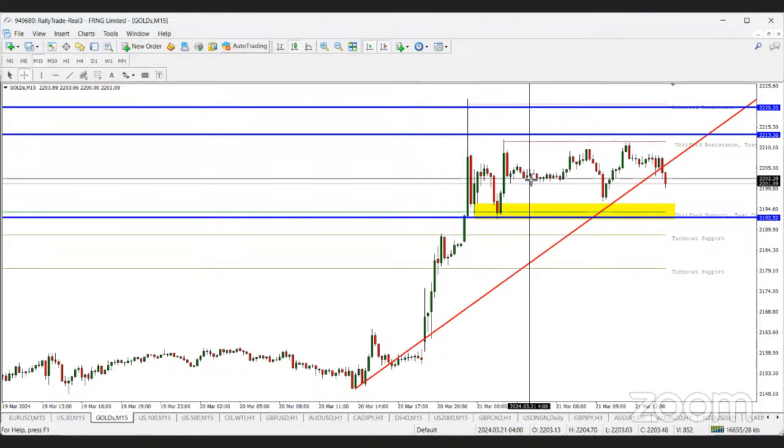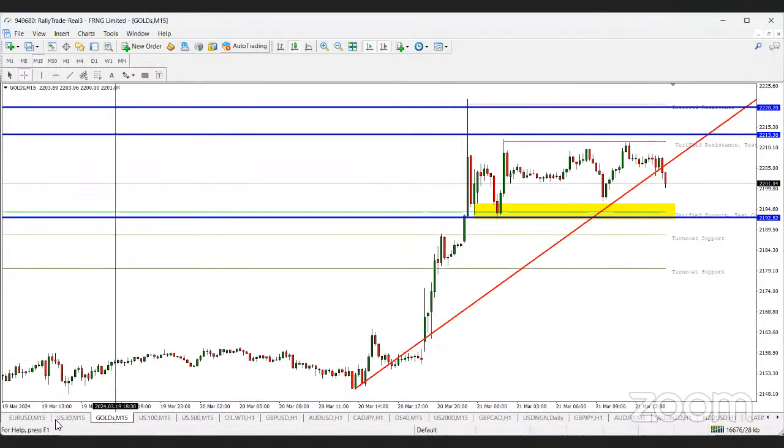So we are buying gold from two prices. We are looking to buy gold from 2194, and we are going to look at profit at 2,200. Either that, or we are also buying from 2213, and if we buy from there, we should be buying up to 2220. You understand? Okay.